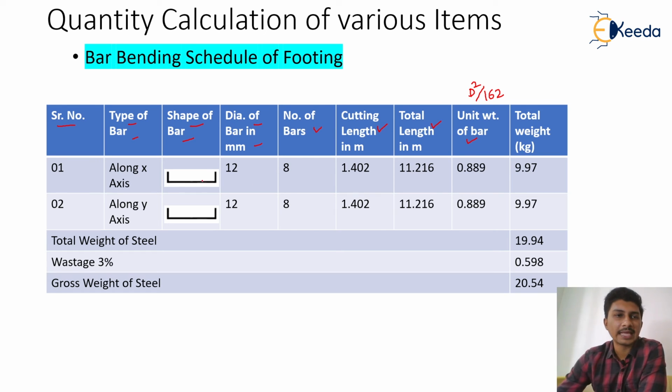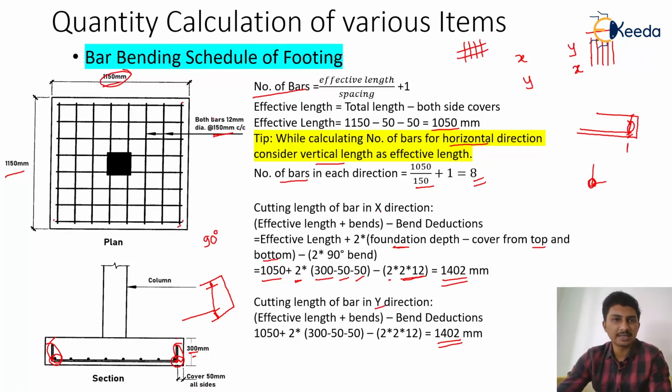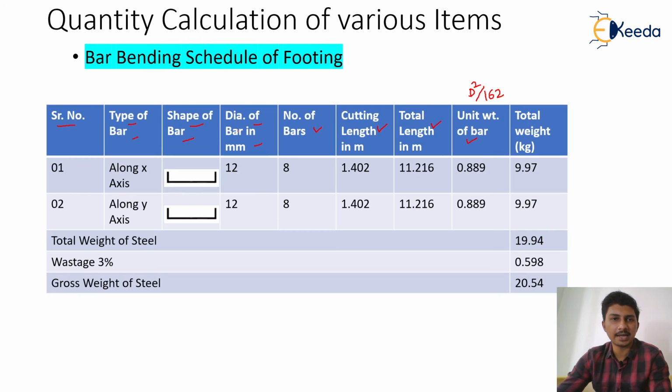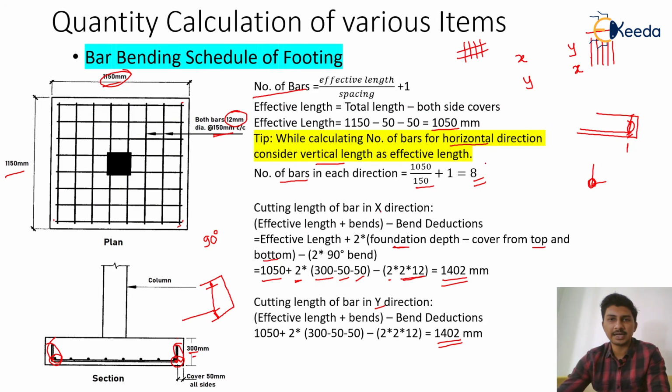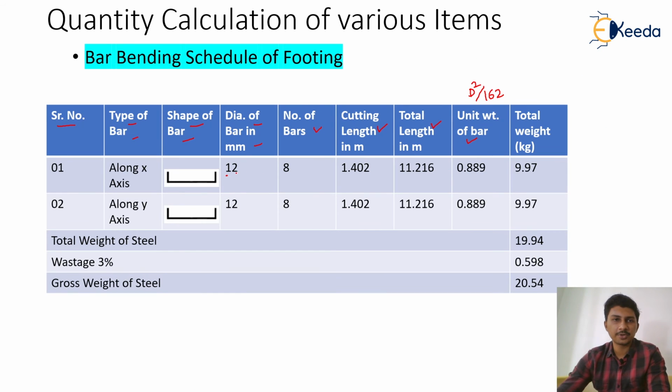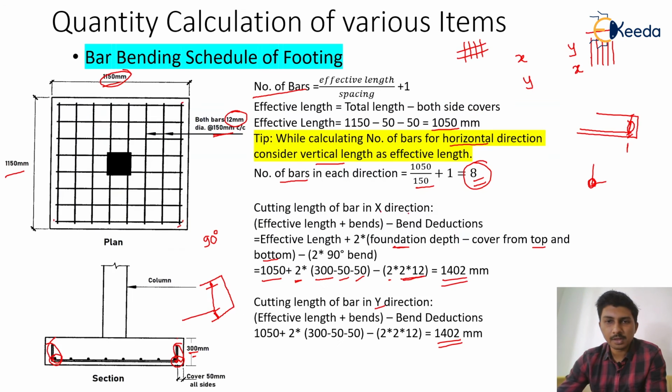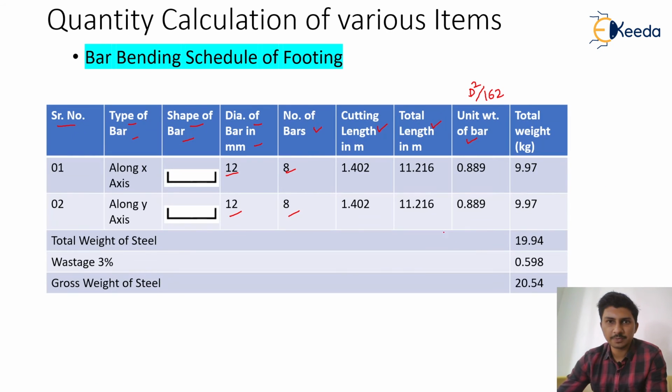Okay, so for the x-axis, the shape of the bar is U shape. Then the dia of the bar is 12 mm, which is given over here. Then the number of bars we have calculated is 8 in both the directions. So for both directions I'm going to put 12 as dia and 8 as the number of bars. Then the cutting length for one in meters: we have calculated this length as 1.402 meters, which is put over here.